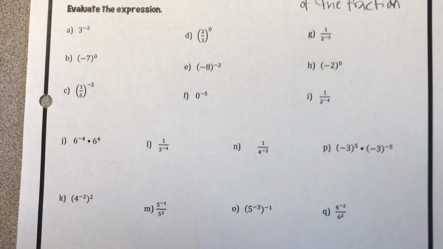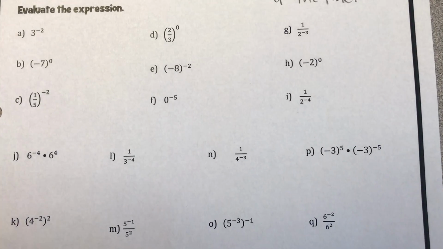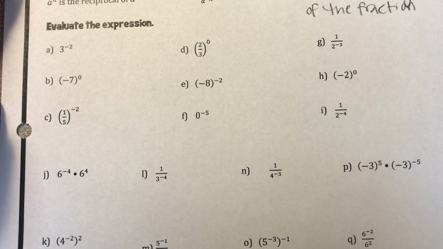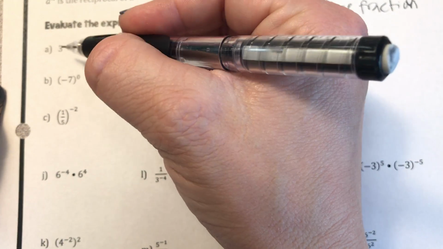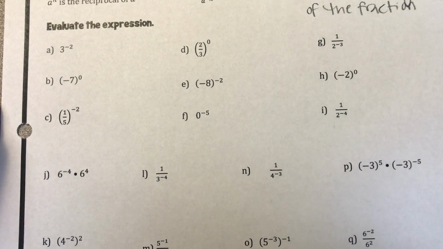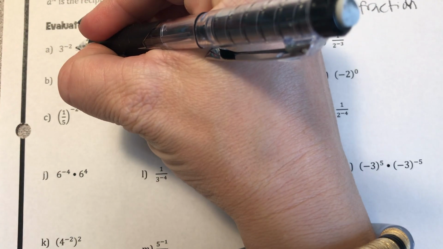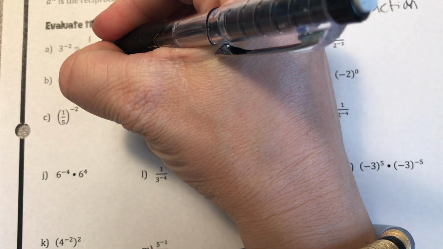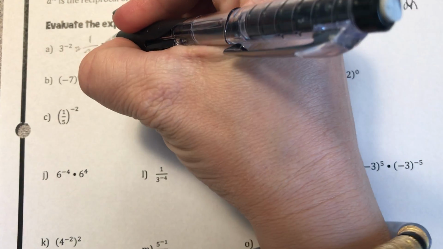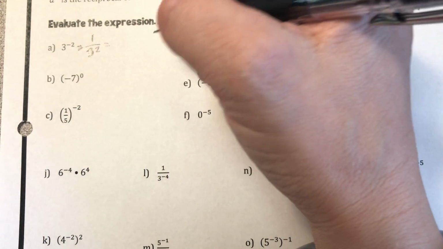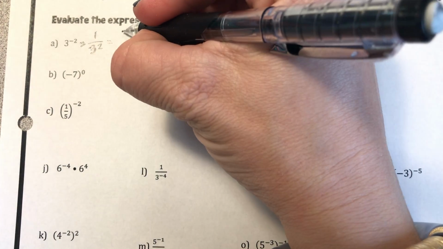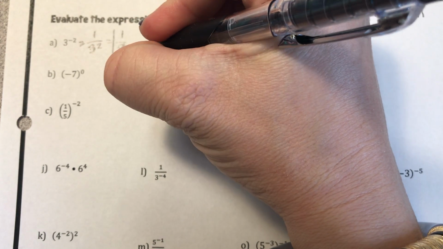Let me zoom in a little bit here. Letter A is 3 to the negative 2 power. Right now, this is in the numerator of a fraction. It's like saying 3 to the negative 2 over 1. So that's telling you that it should actually be in the denominator to make it positive. And then 3 squared is 9. So this is 1/9.